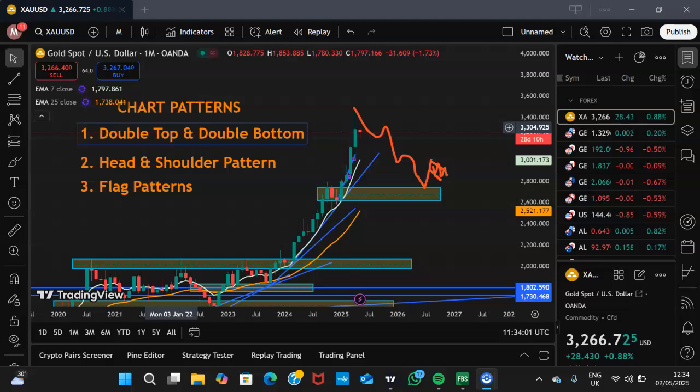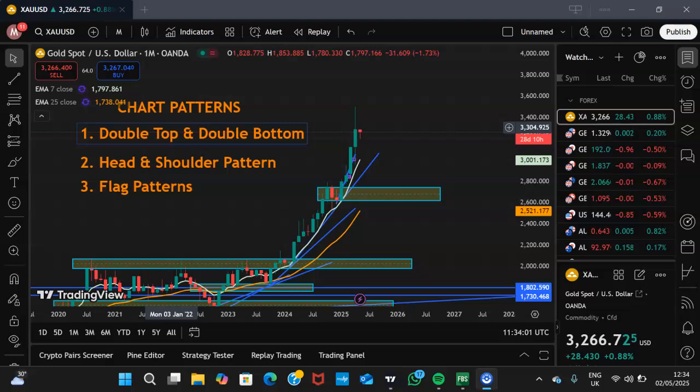Now if you look at this, this is literally the flag, your pole, and then the flag body. And then most times you wait for a breakout of this area. Now you see price do something like this, or you could use this area and then target towards the high. Now this is for the bullish version.